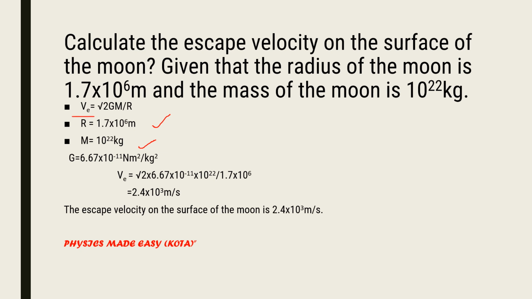We know the expression for the escape velocity, under root of 2GM over R, where capital G is the universal gravitational constant and its value is 6.67 into 10 raised to power minus 11 Newton meter squared per kilogram squared. So we can put all the values in the expression of escape speed. After doing calculations, we get the final answer, that is 2.4 into 10 raised to power 3 meter per second. So dear students, you can do the calculations by yourself and then check your final answer.